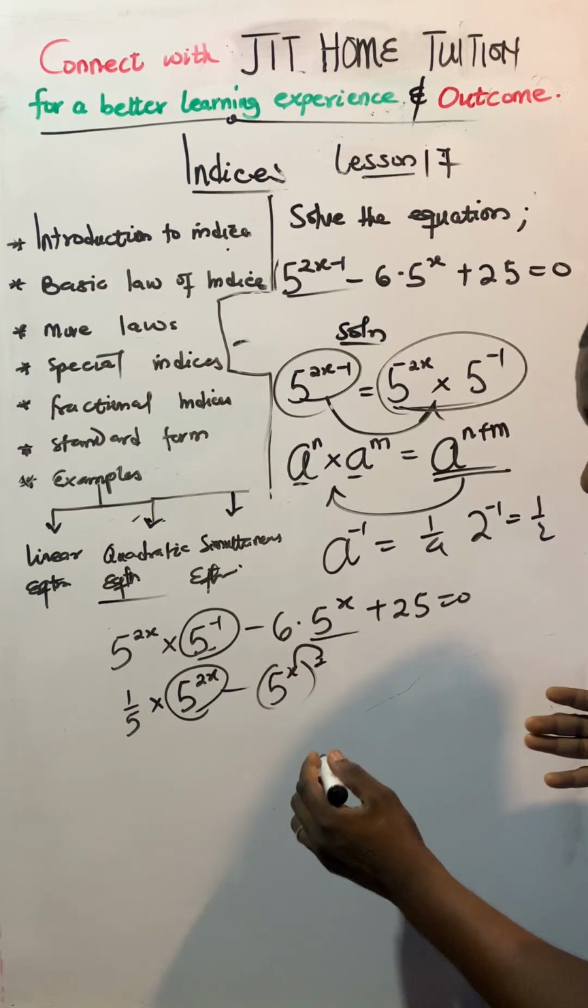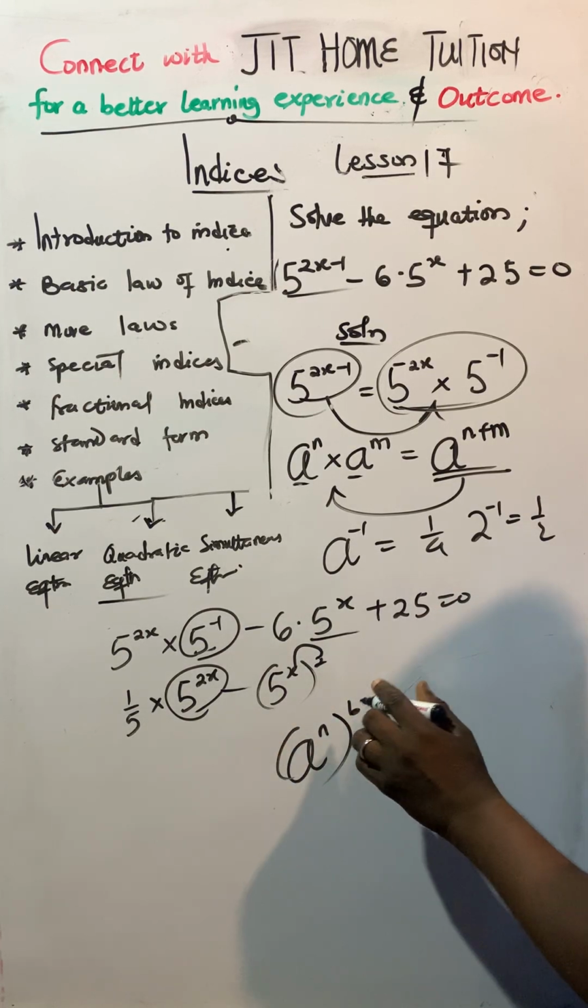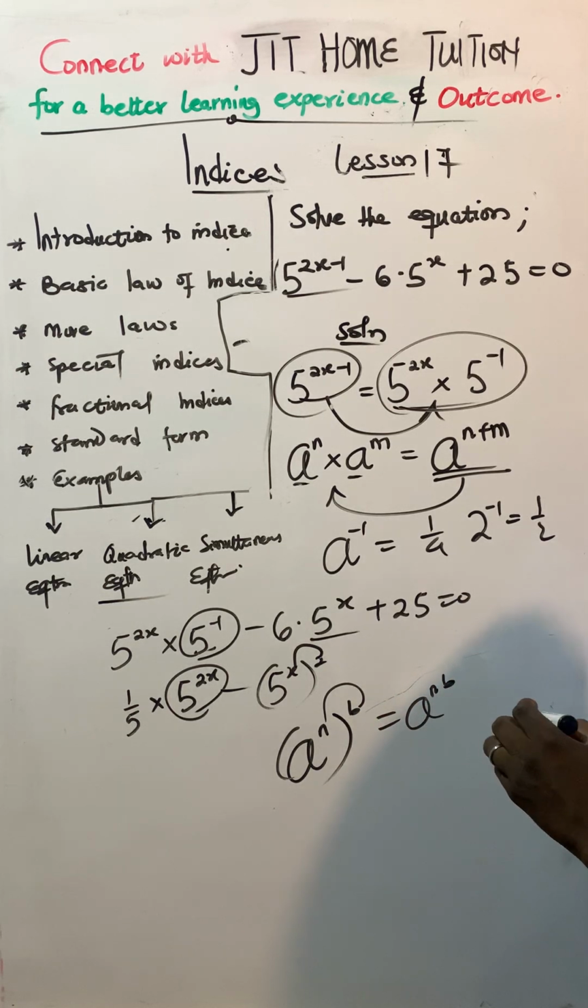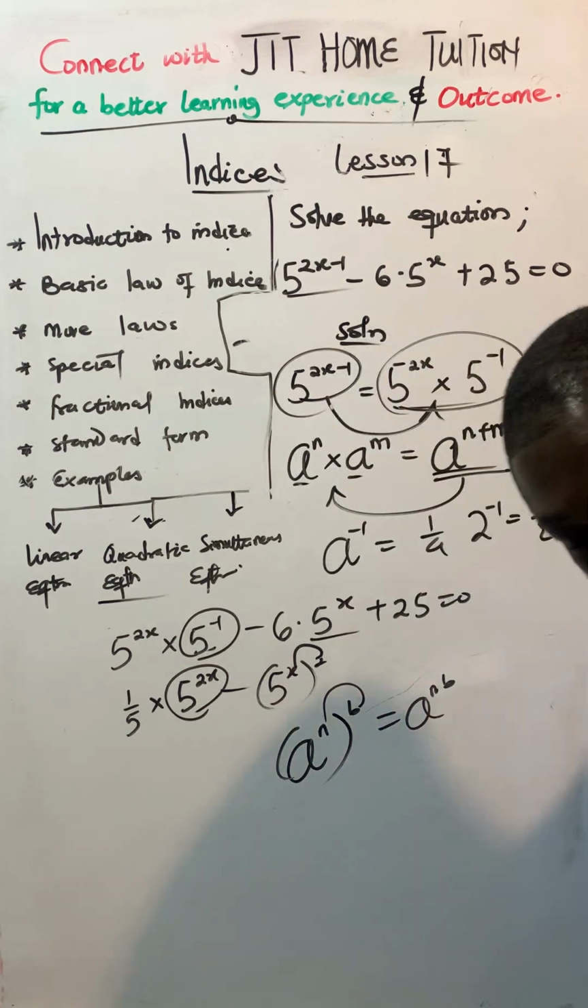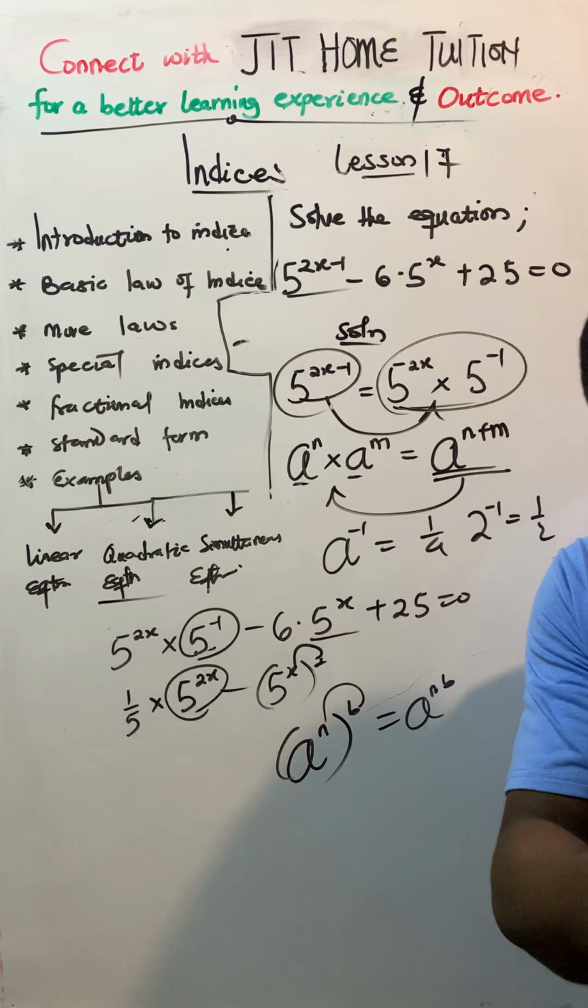When you're looking at the principle, we said that when you have a exponent n, all exponent b, the exponents will multiply, giving you a exponent nb. So with that understanding, you can also use that to solve the question.